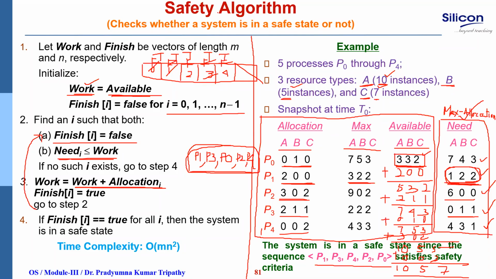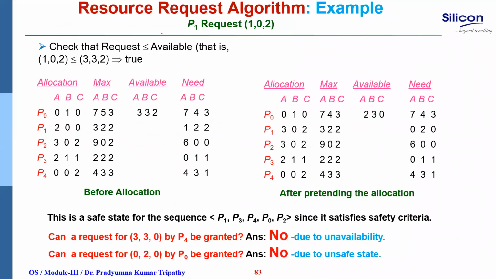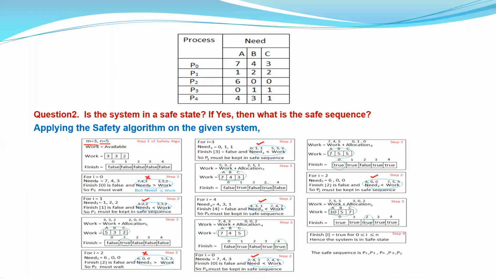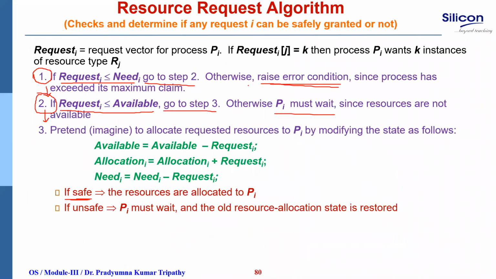Correct? This is the first part of your problem. Another part is that if a process now requests some resource, whether it will be allocated or not. Is the first part understood up to this? The second part we'll discuss in the next class.